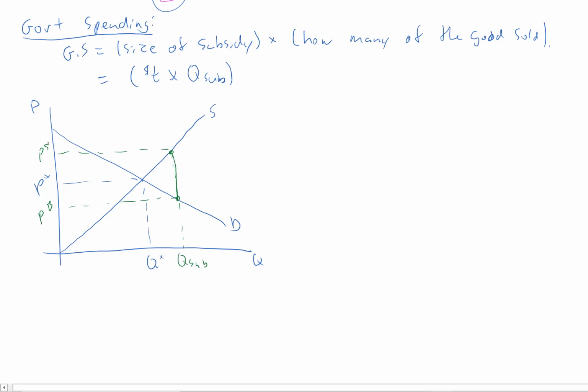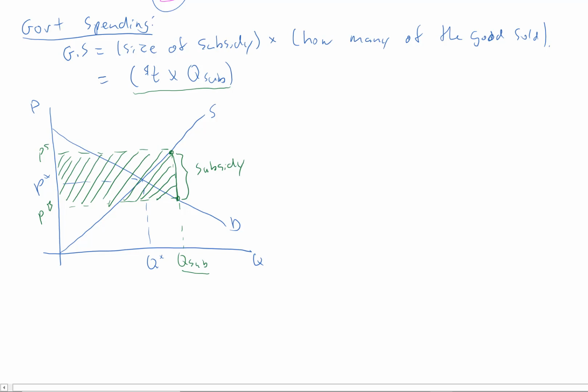And so let's think about this graph and what area relates to this government spending. Well, remember, the size of this wedge equals the subsidy. So that's the width of the subsidy, and the length of the subsidy, or how many times we're paying this subsidy, is this Q sub. So that relates to this big rectangle right there. The area of that rectangle is exactly equal to T dollars times Q sub.